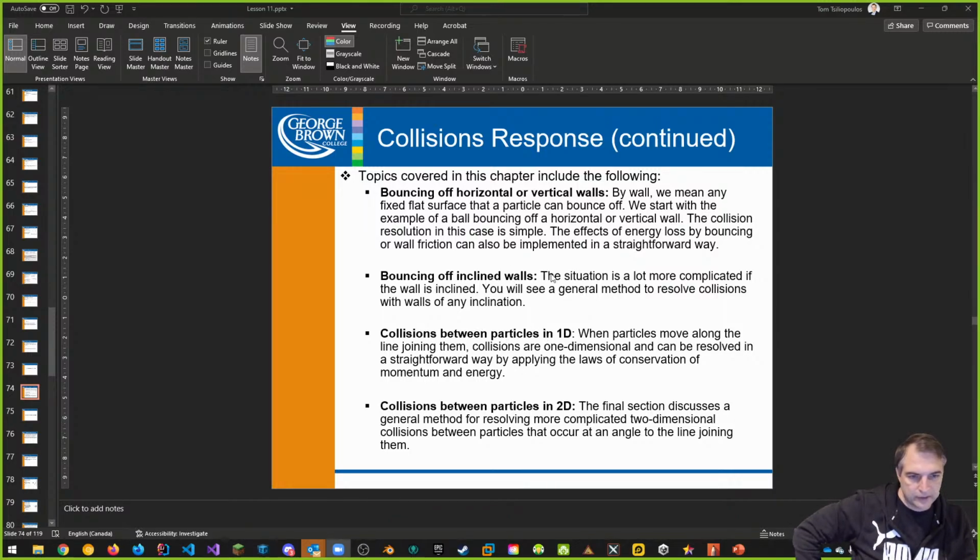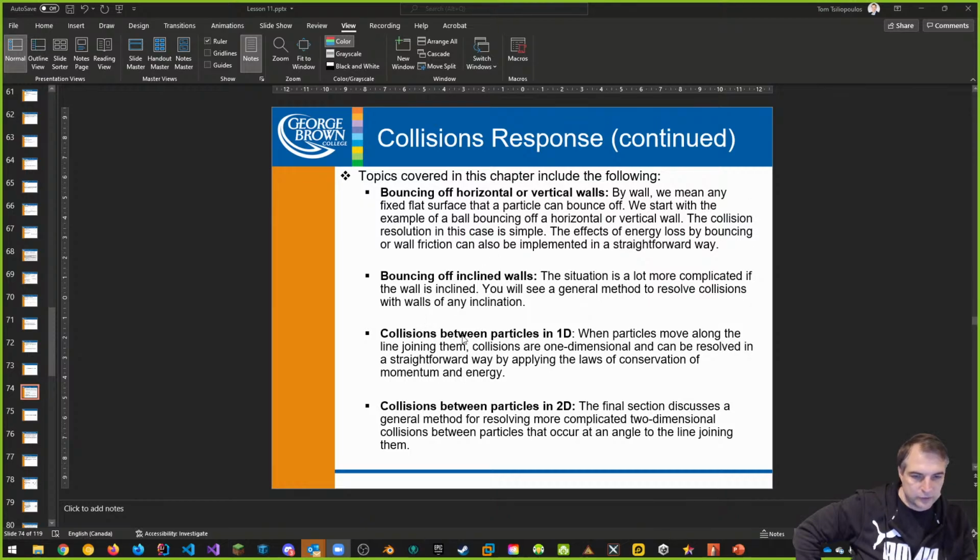Bouncing off inclined walls: the situation is more complicated if the wall is inclined, and you will see a general method to resolve collisions with walls of an inclination. In your case, your walls are not inclined. The box is just walls that are up and down, and then the ground is a wall across one of the other axes. So really, if you think about this, you're not doing inclined walls. You're doing horizontal and vertical walls. The ground is horizontal, and the vertical walls would be the walls of the box.